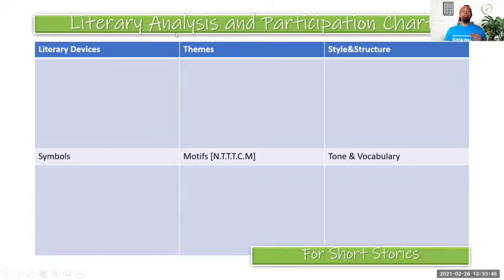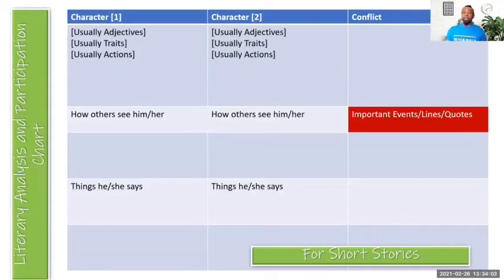Now we're moving on, and you will notice the difference. Pay attention to the different colored blocks up at the top. For short stories, it starts out the same. It has literary devices, themes, style, structure, symbols, motifs, tone, and vocabulary. The same ideas in the beginning. But then something else happens.